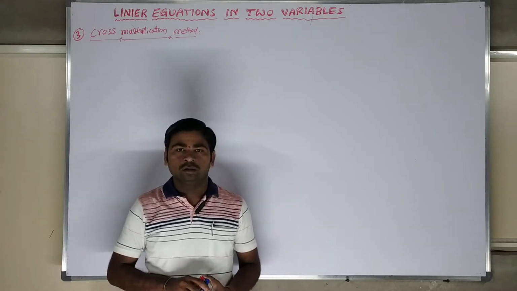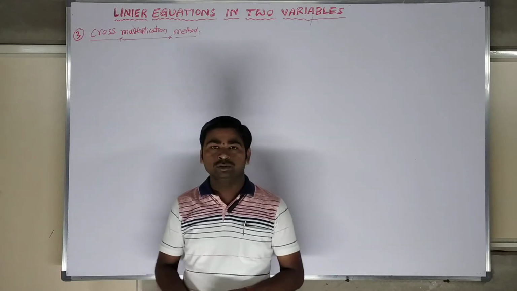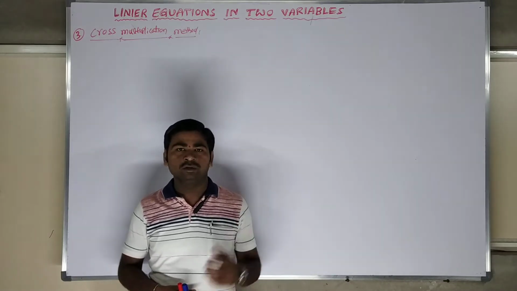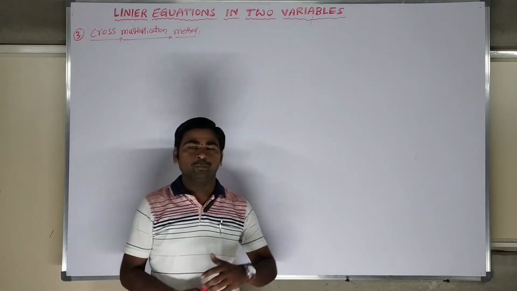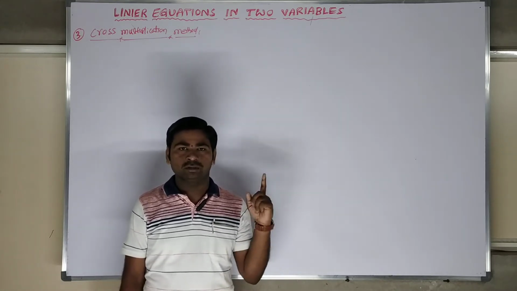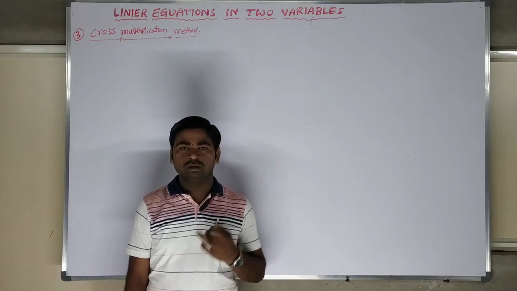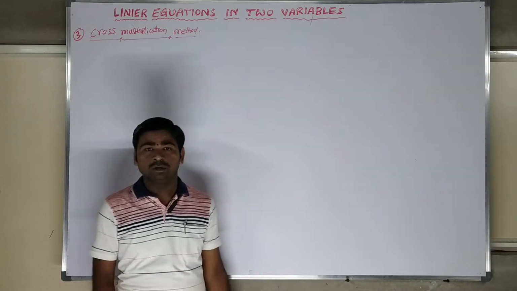Last class we discussed how to find the solution of two equations in two variables. The graphical method is already over. Now the algebraic method. In the algebraic method we have three methods. First we started with the substitution method, then the elimination method. The third one is the cross multiplication method.